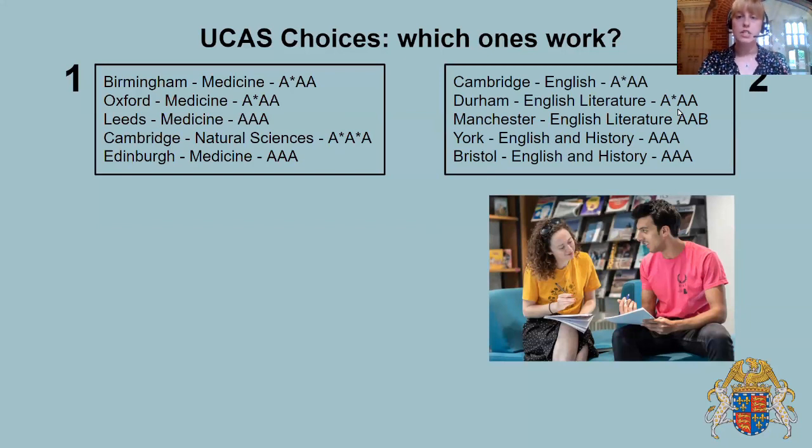So here I've got 5 choices again. Are these legitimate or not? So Cambridge for English, A*, AA, the entry requirements. Durham English Literature, A*, AA. Manchester English Literature, AAB, entry requirements. York English and History, 3 A's. And Bristol, same again, English and History, 3 A's.